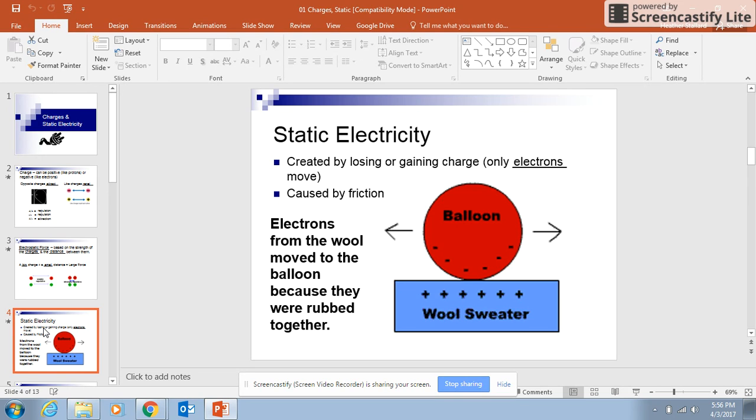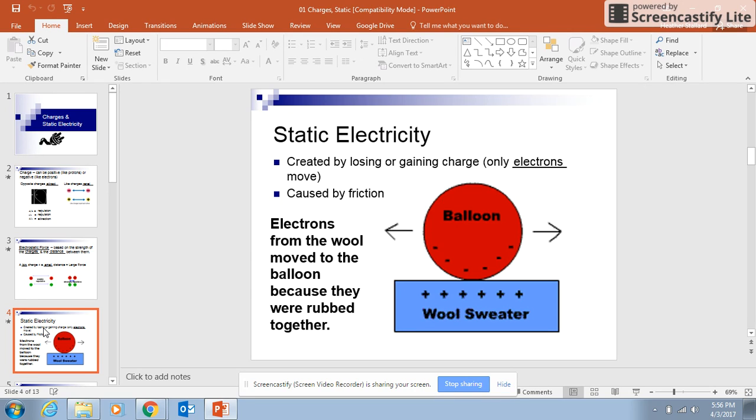Static electricity is caused by friction, and you know that friction is anything that opposes motion. So if we were to take a balloon and a wool sweater, or possibly the balloon in your hair, and rub them back and forth and cause that friction, then the electrons from the wool would be moved to the balloon because they were rubbed together.